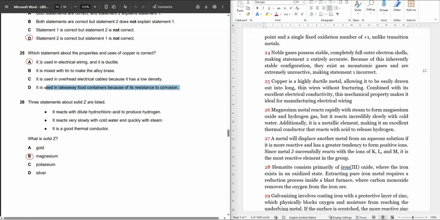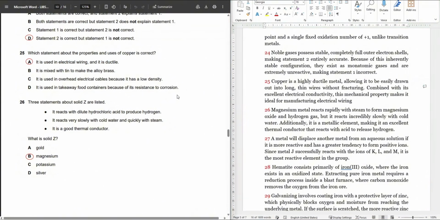So the explanation to answer choice A, it is used in electrical wiring and it is ductile, is that copper is a highly ductile metal, allowing it to be easily drawn out into long, thin wires without fracturing. Combined with its excellent electrical conductivity, this mechanical property makes it ideal for manufacturing electrical wiring.